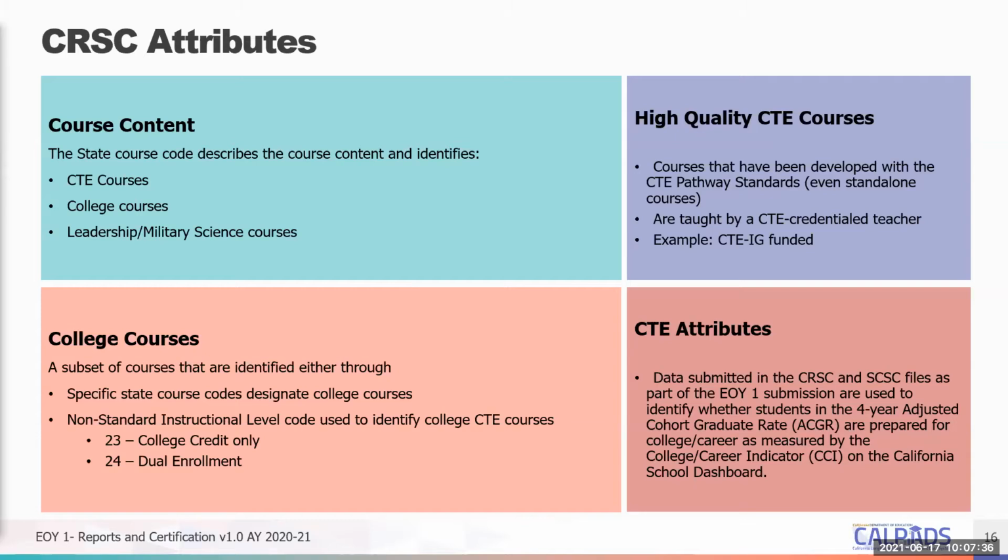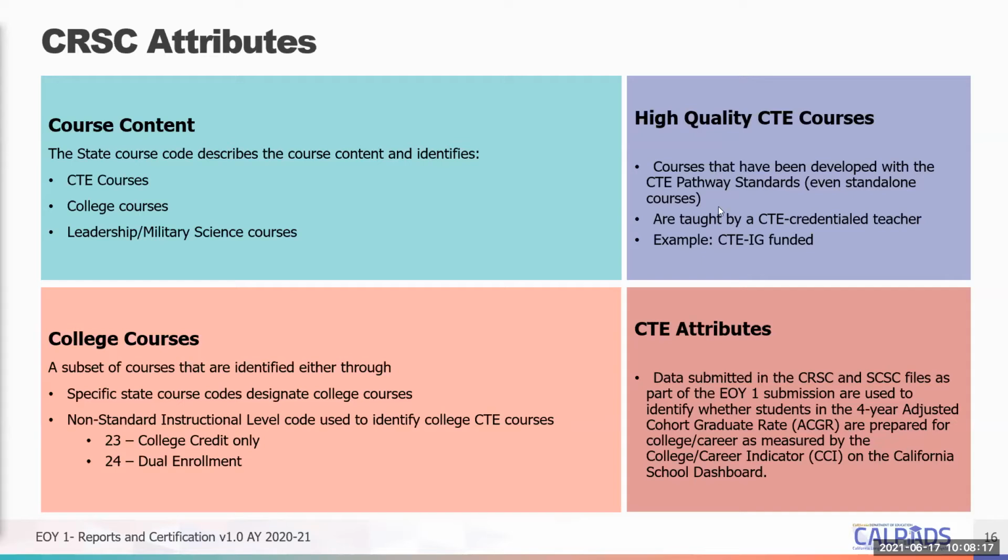Your college courses that are CTE courses, right? Those that students get dual credit or college credit, you want to use the course instructional level code or the non-standard instructional level. That's 23 for college credit, 24 for dual enrollment. In terms of the CCI, only CTE courses have a benefit in using the non-standard instructional level code of 23 or 24. Any other subject area, you have to choose the college credit course code.